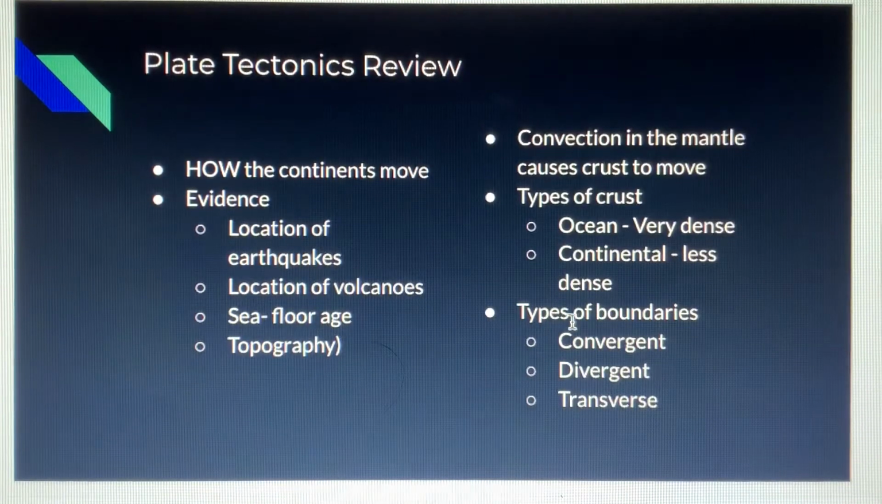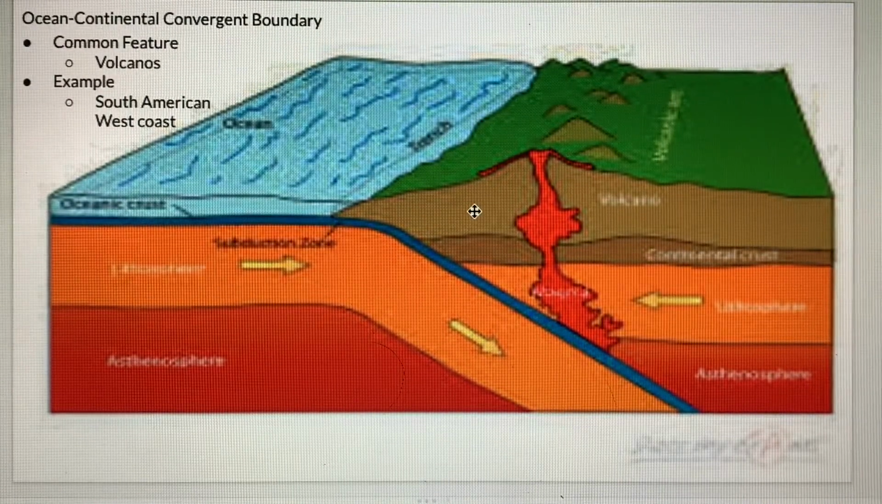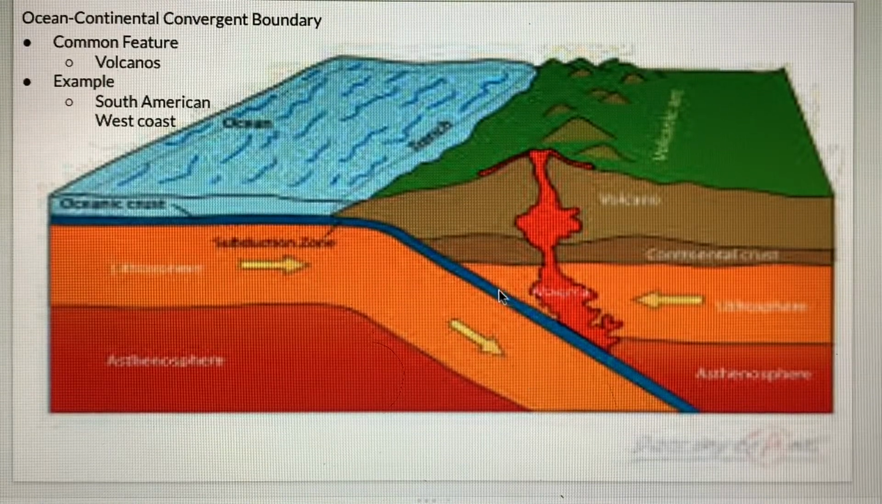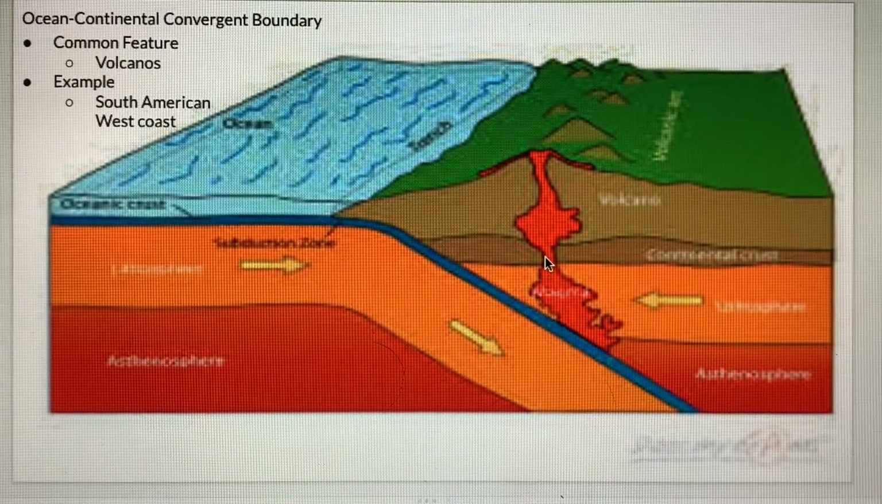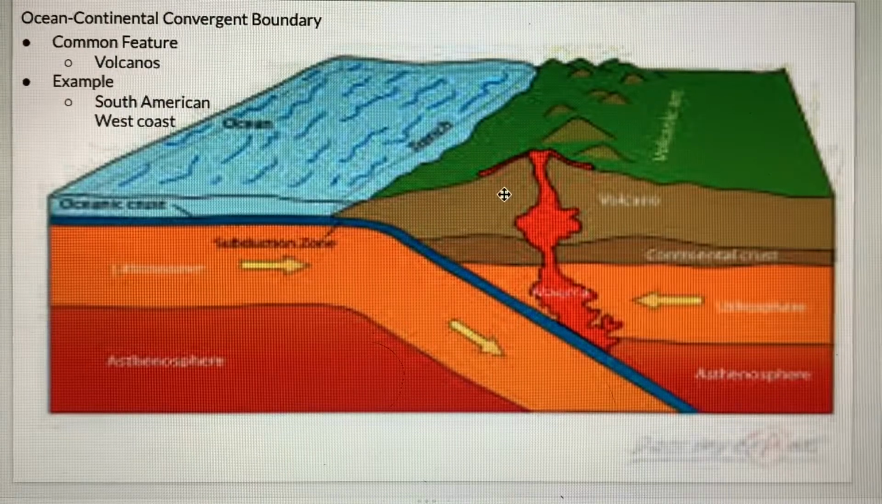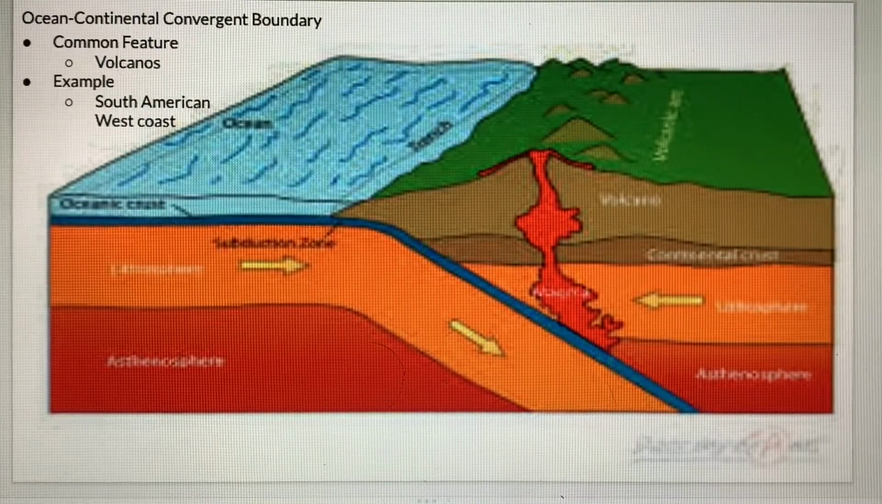Lastly, I'm going to go over the types of boundaries. So there's convergent, divergent, and transverse. Here's an example of an ocean-continental convergent boundary. This is where two plates come together. So this plate is moving this way, and this plate is moving this way. One key feature you see at an ocean-continental convergent boundary is a lot of volcanoes. A great example in the world of where this is occurring right now is the South American West Coast.